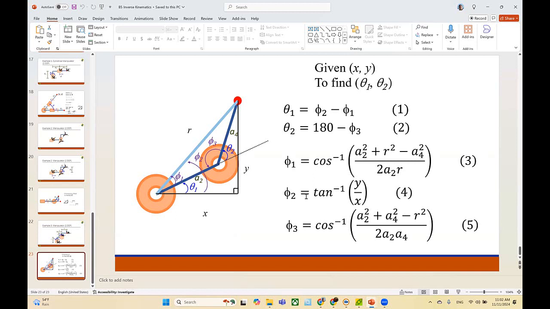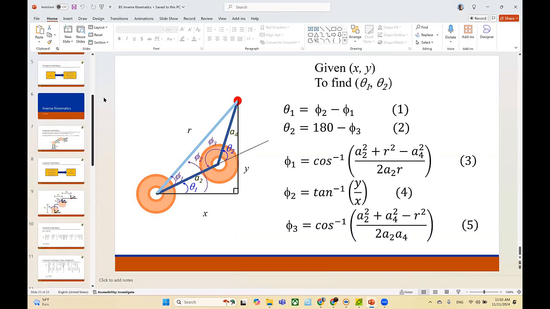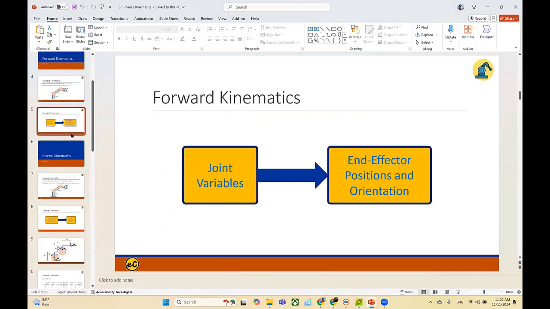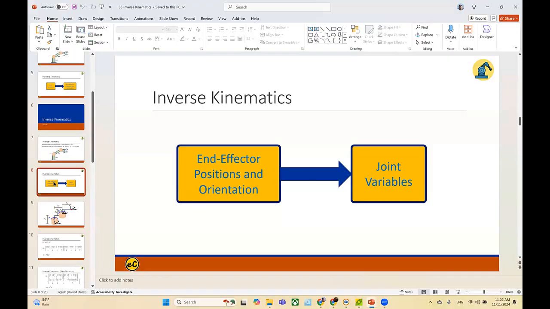So let's go over the idea one more time. Your forward kinematic is from joint variables to find the end effector positions. Your backward or inverse kinematic is the opposite: from where your end effector, your robot, should be, you reverse calculate your joint variables, what joint variables should be set up, how much rotation you need to do. Is that okay? Any questions so far?